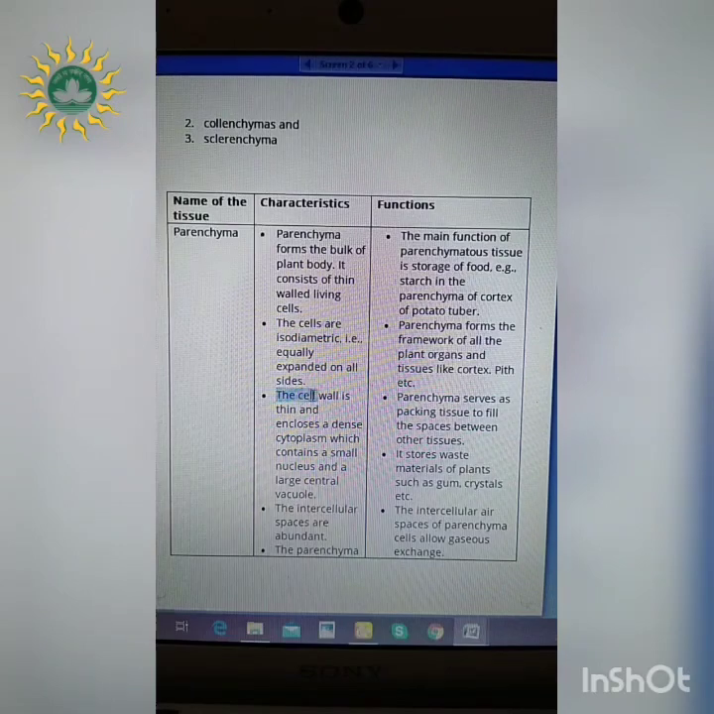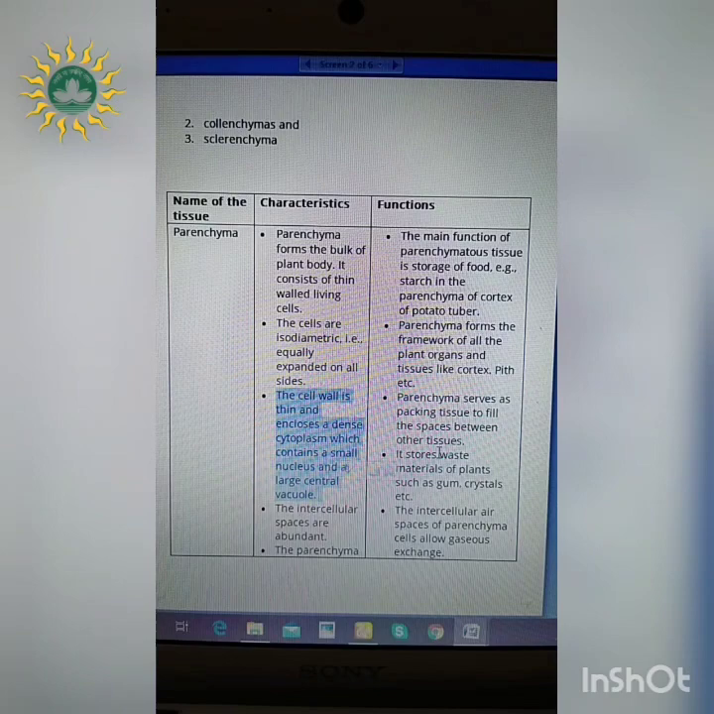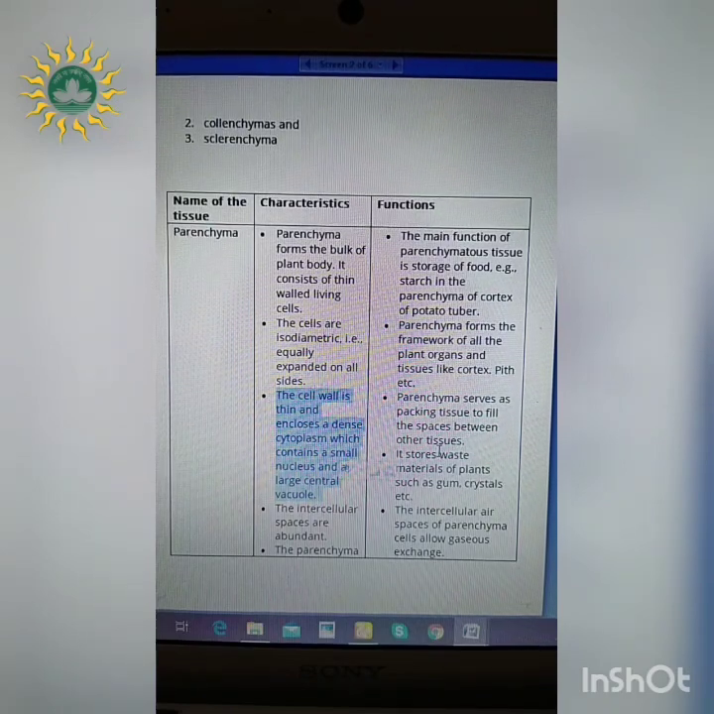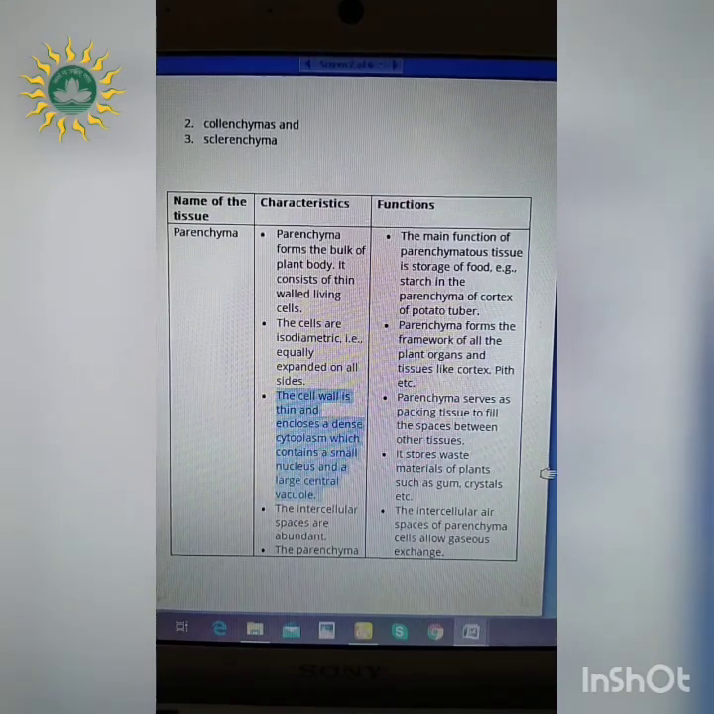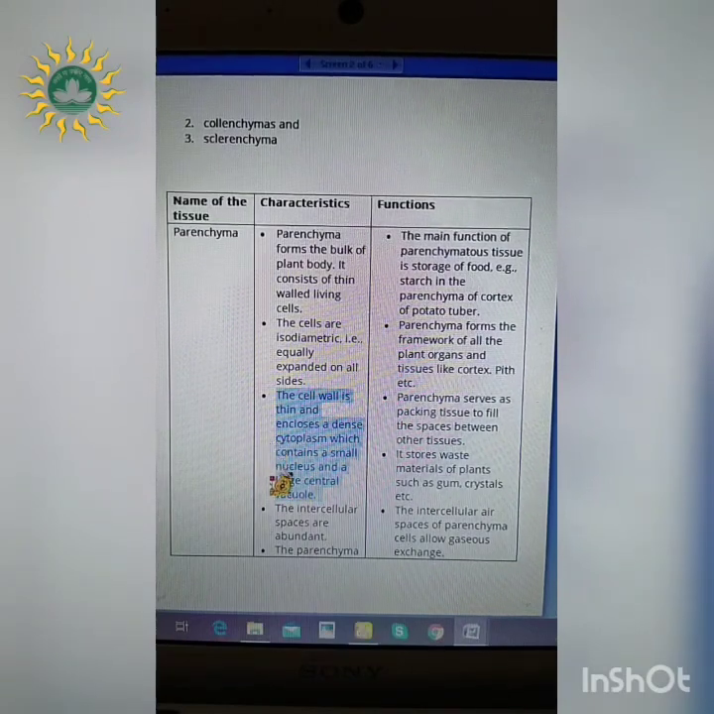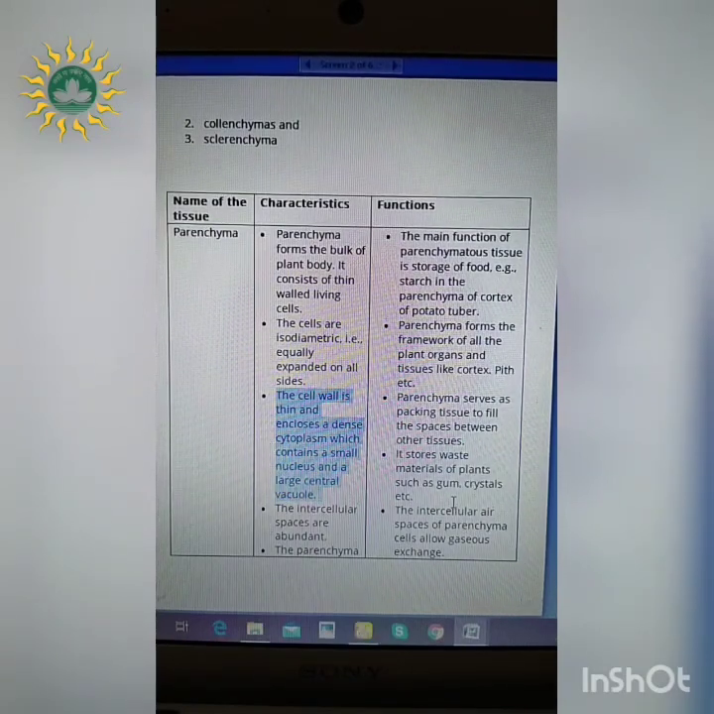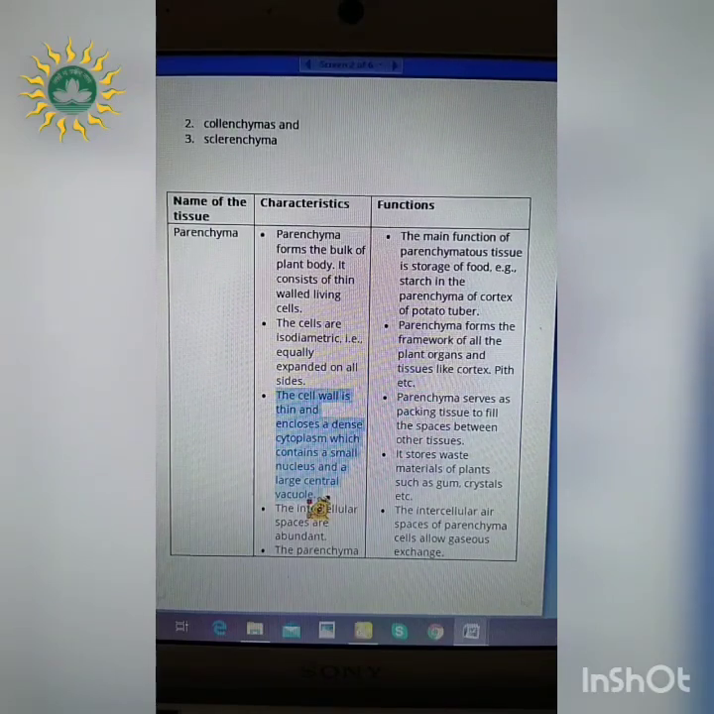The cell wall, as I have mentioned, is thin and encloses a dense cytoplasm which contains a small nucleus and a large central vacuole. All of you have the idea of cytoplasm, you have read it in the previous chapter. What is this cytoplasm? It is a matrix which is present inside the cell, and the nucleus is also present. These details you also studied in the first chapter, right? So cytoplasm and nucleus both are present, and a large central vacuole is also present.